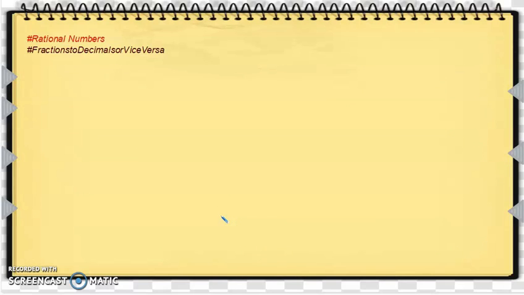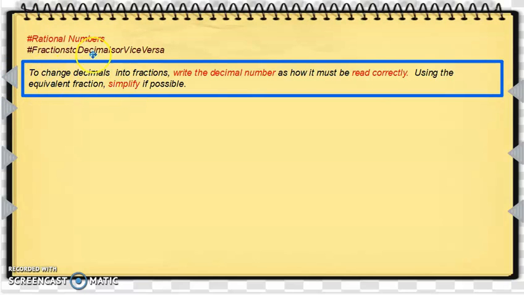So this time around, it's the reverse of what we did in the first 3 examples. This time, we are going to convert decimals to fractions. Okay? So first, let's recall the rule. If you're going to convert decimals into fractions, first you have to write the decimal number as how it must be read correctly. Just like 2.5, it must be read as 2 and 5/10. And using the equivalent fraction, we simplify it if possible.